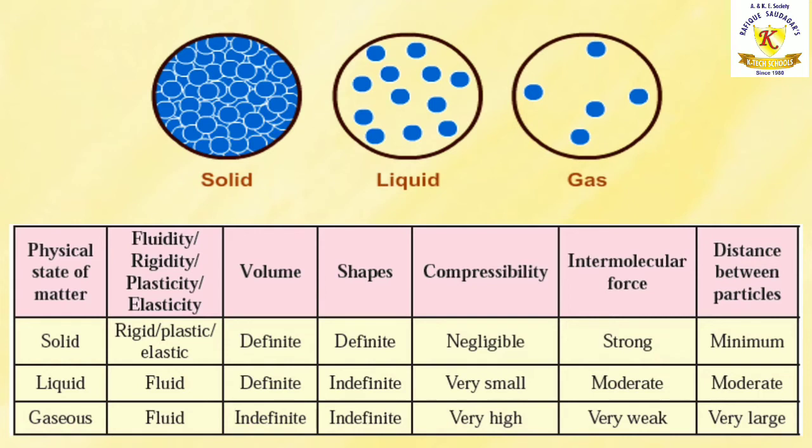Now the next we have gaseous, where it is a fluid. Gases don't have a definite volume nor a definite shape, and the compressibility is very high. Intermolecular force in gases is very weak, and the distance between the particles is also very large, as you can observe these properties in the picture above the table. So these are some characteristics of matter, of solids, liquids and gases.